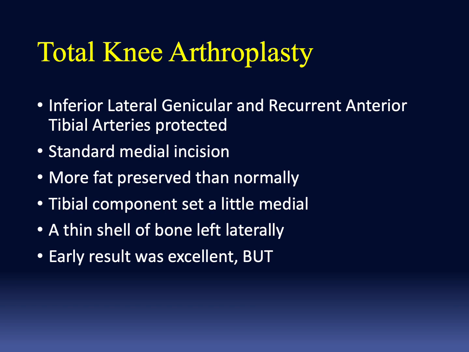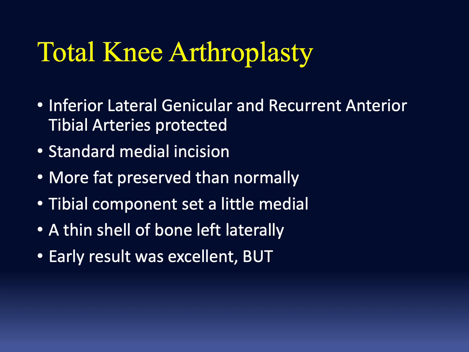So in planning for the total knee, we make a standard medial incision, but we're trying to protect the lateral inferior genicular artery and the recurrent anterior tibial artery. We also saved more fat pad than we normally do. The tibial component was set a little bit medial to protect the arteries, and this resulted in a thin shell of bone on the lateral tibia.